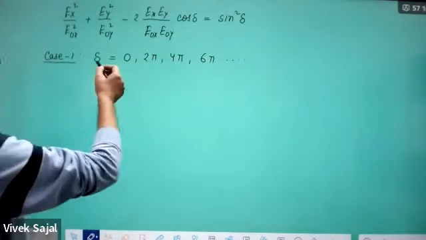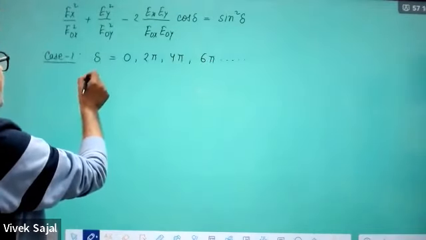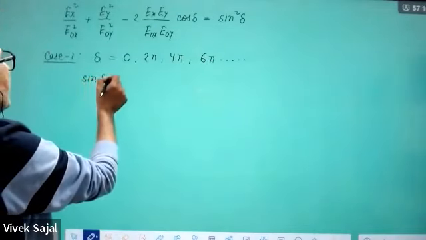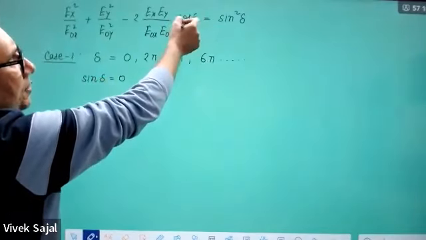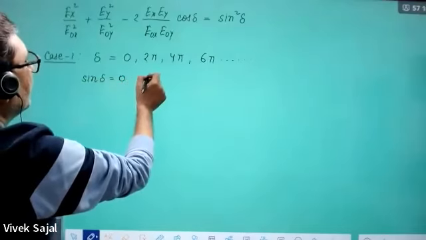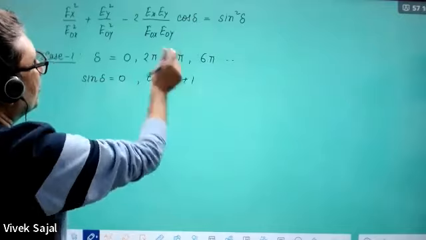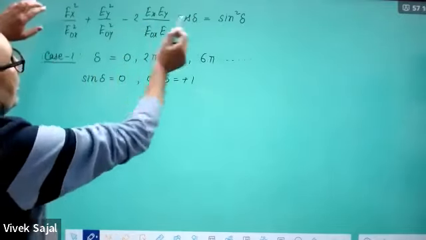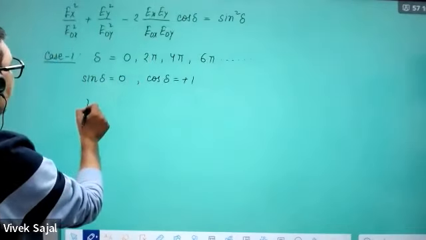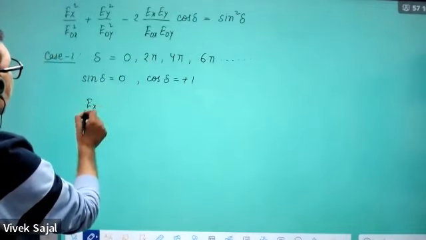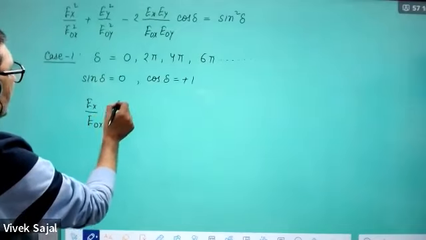Then what is going to happen for this delta, this sine delta will be 0. What will be sine delta? Sine delta will be 0. And this cos delta will be plus 1. So what will be this equation modified? This will become 0 and this will be 1. So this equation will become minus Ex upon E naught x, whole square. This will be Ex upon this.